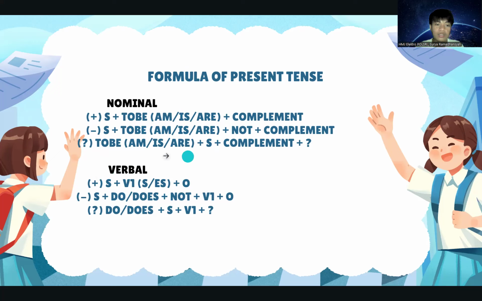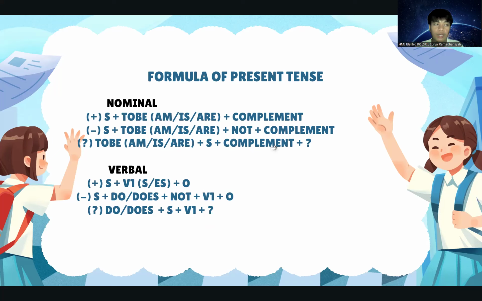The positive form of the verbal is subject plus verb 1, s or es, plus object. And then the negative form is subject plus do or does plus not plus verb 1 plus object. And then the last one is the interrogative form: do or does plus subject plus verb 1. So when will we use the s or es in the verb? Usually we use the s or es when the subject is a single subject, atau dalam bahasa Indonesianya itu adalah subjek tunggal dan tidak jamak.